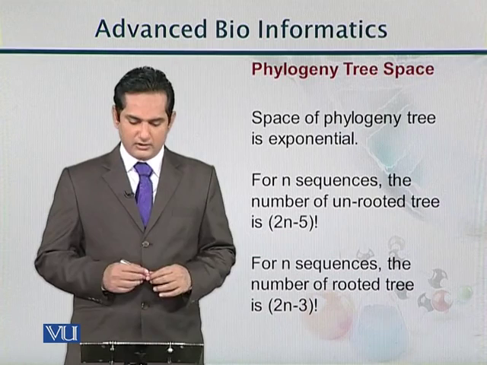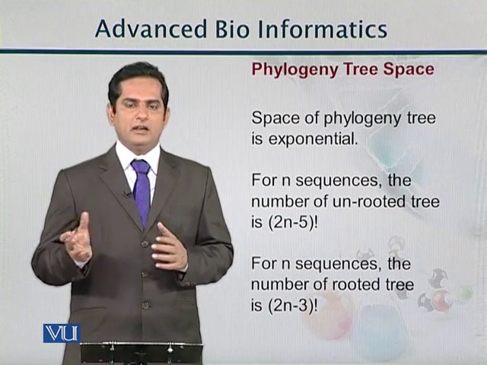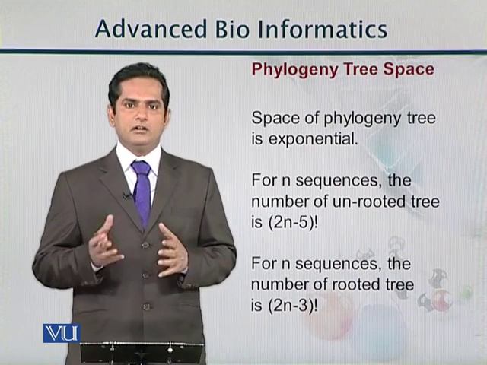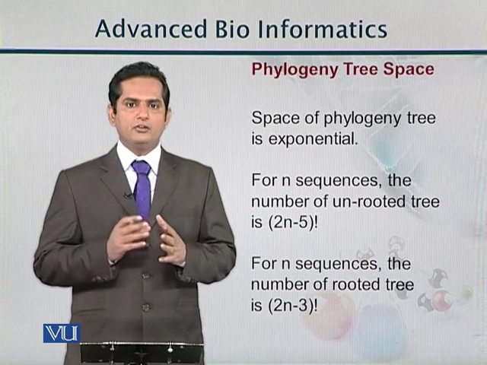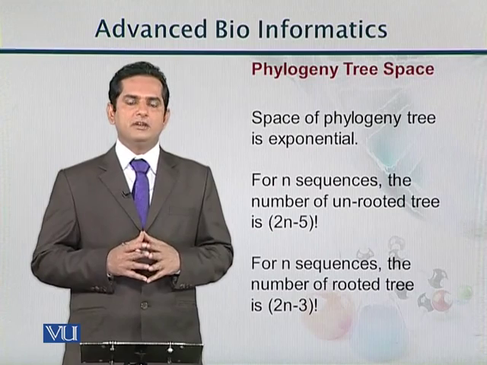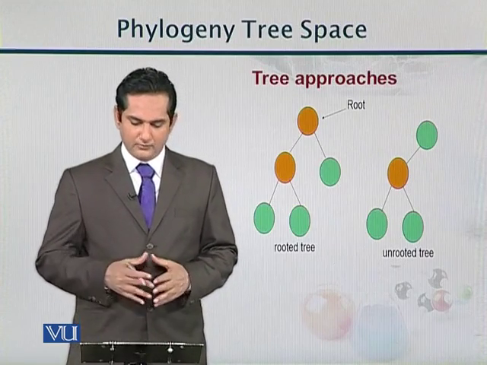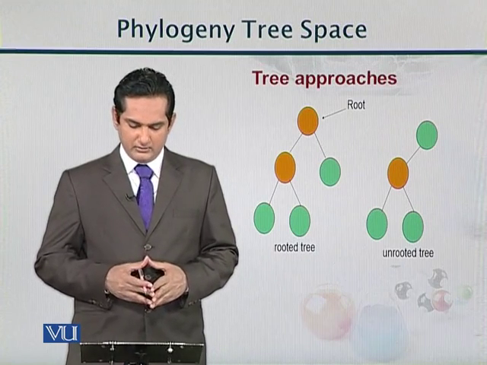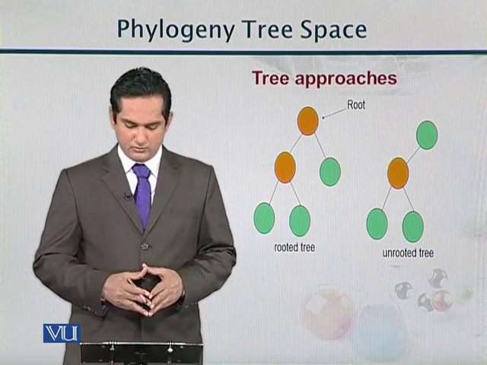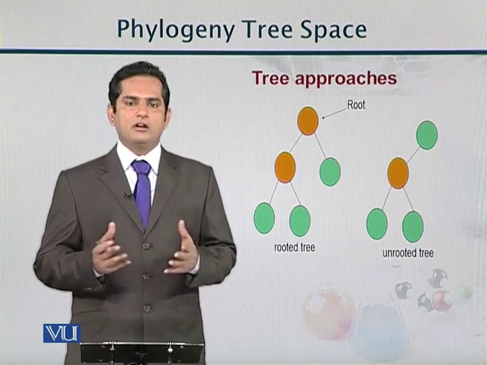So here what I have shown is that for n sequences, we have (2n minus 5) factorial unrooted trees and (2n minus 3) factorial rooted trees. How this number is generated, let's see in the coming slides. Here I have given an example of trees. As you can see, a rooted tree has a root node which is the parent of all other nodes, and in an unrooted tree there is no concept of a root node or a parent.